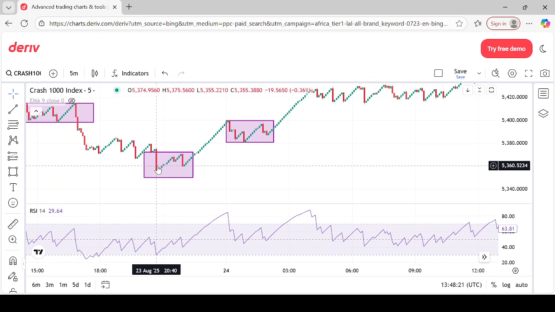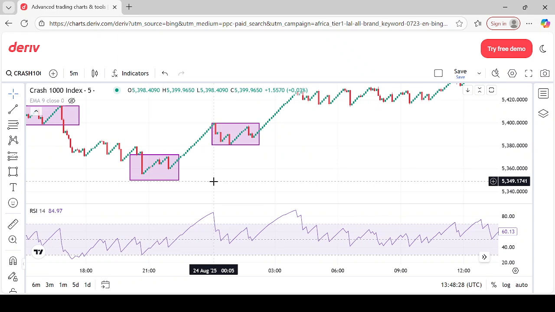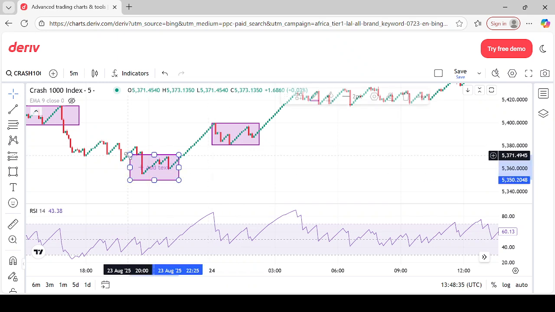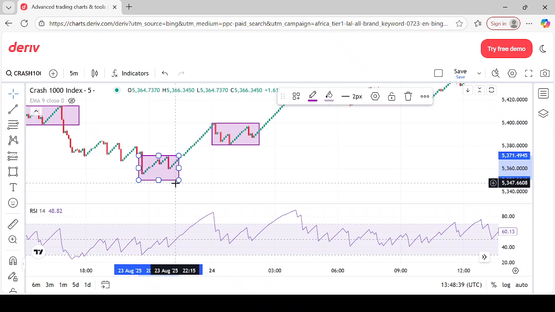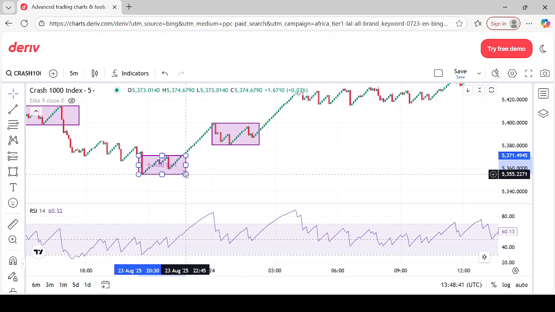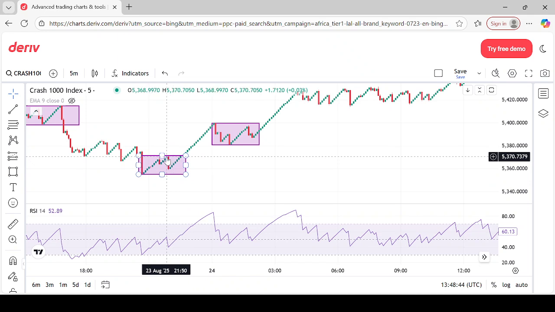Now the step 3 is to set clear entries and exit points. Now for boom, to enter trades, you enter the trade when price breaks above key resistance level. I told you that we are drawing a box, and this box will act as both resistance at the upside and support at the downside. So when price breaks above this key resistance level, this is a signal that we should enter the market for a buy trade, or we are anticipating a potential boom.